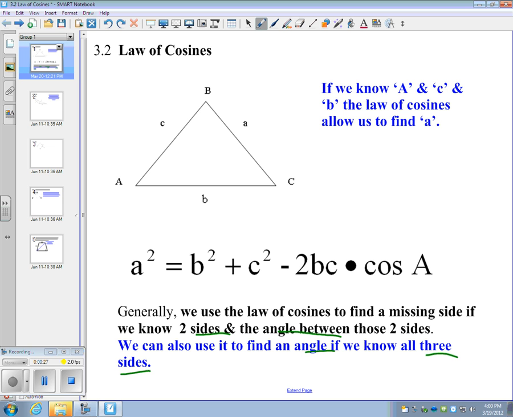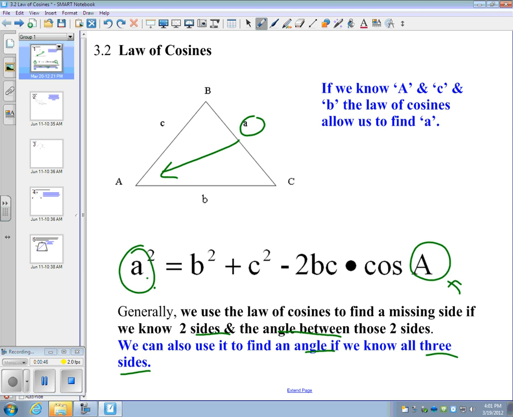And it's a relationship. It says that the side length A squared is equal to B squared plus C squared minus 2BC times cos of A. This is the relationship that's super important. The side length squared, you have to put the cos of the angle directly across, okay?